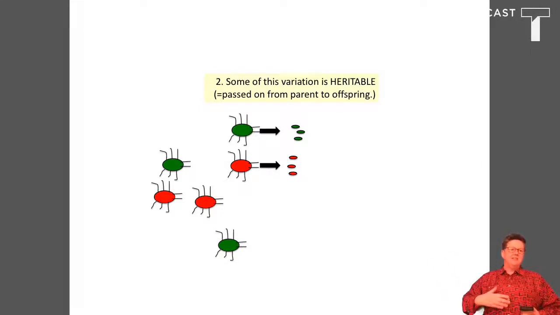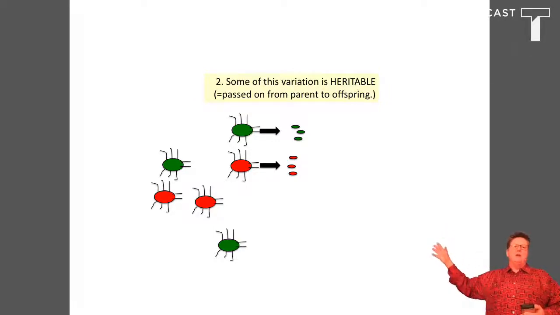Not all traits can be passed on to your offspring, right? If you dye your hair blonde, it doesn't mean your babies are going to be blonde. That's an environmental effect on your physical characteristics, okay? In this case, these pigments are heritable and they can pass them on to their offspring. Notice we've got 3 green bugs and 3 red bugs.